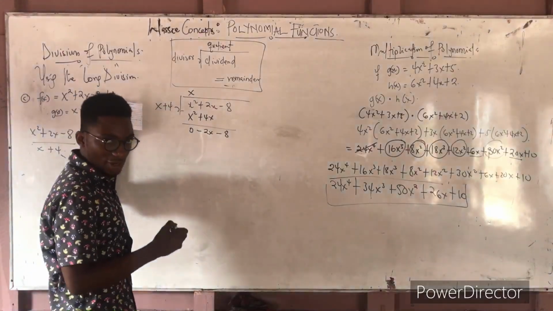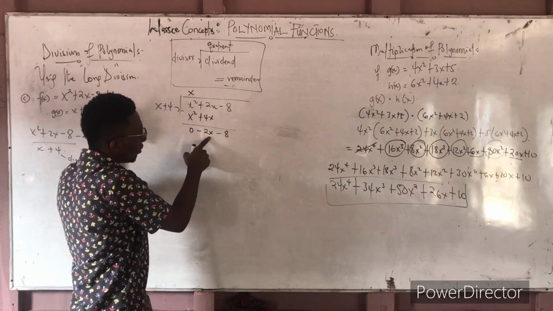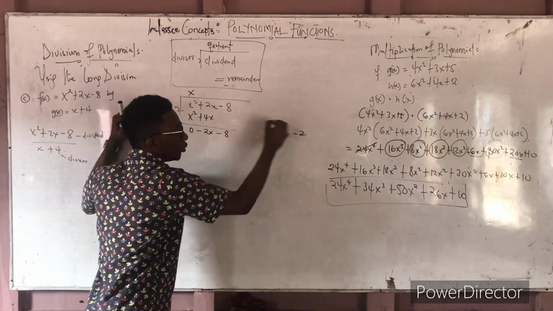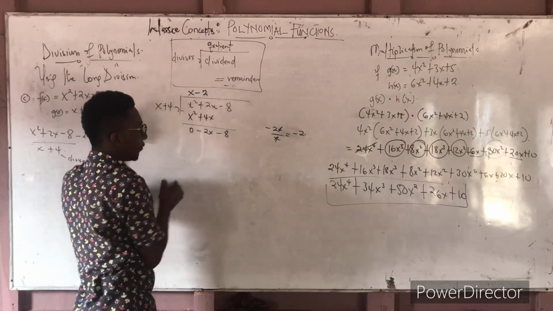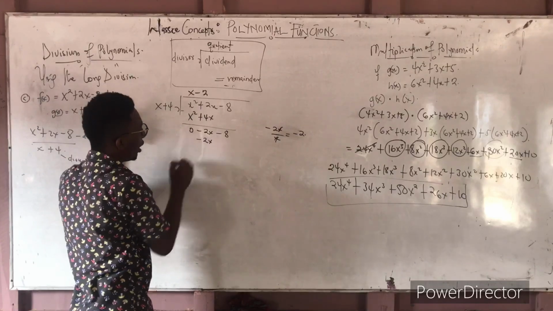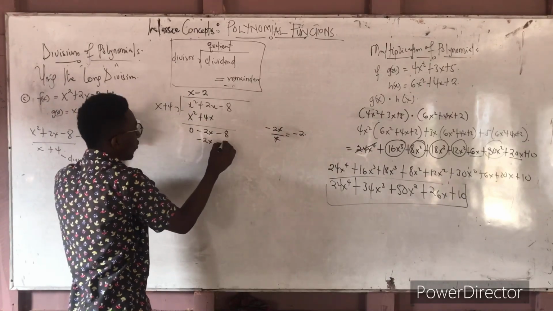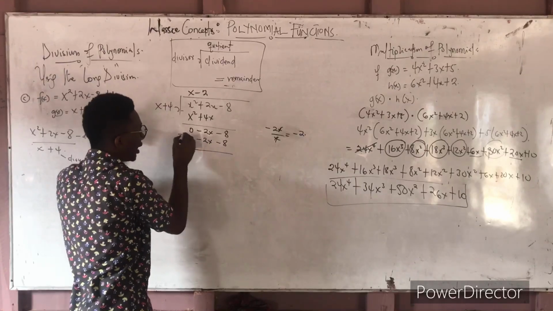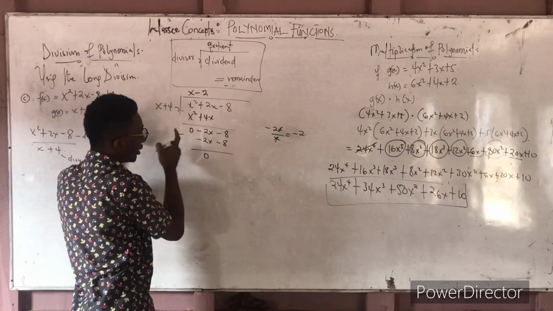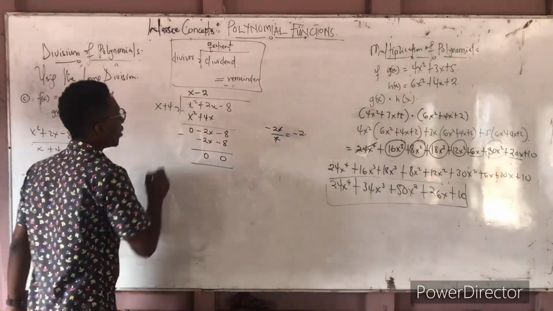So this is the procedure of the long division. Now this x can go into this minus 2x how many times? So minus 2x divided by x, which is what? Minus 2. So you put your minus 2 over here. Now this minus 2 times x will give what? Minus 2x. This minus 2 times 4 will give what? Minus 8. So you subtract this. Minus 2x minus minus 2x will give what? 0. Minus 8 minus minus 8 will give what? 0.